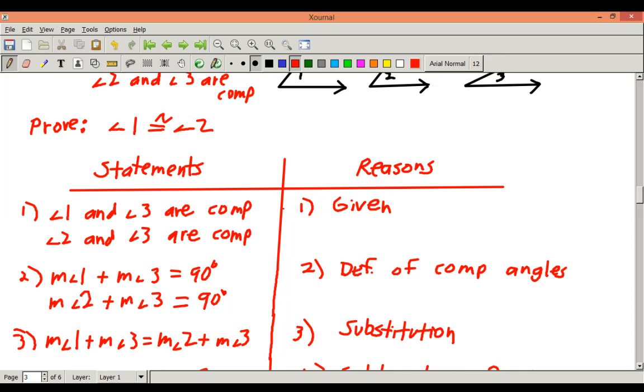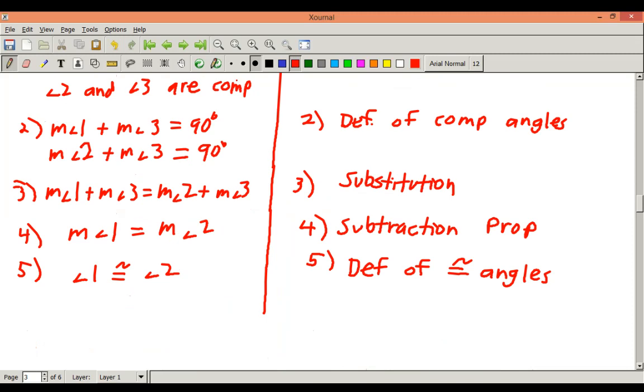So the measure of angle 1 plus the measure of angle 3 is 90 degrees. Likewise, the measure of angle 2 plus the measure of angle 3 is equal to 90 degrees because of definition of complementary angles. Right? Because we know the complementary angles add up to 90.